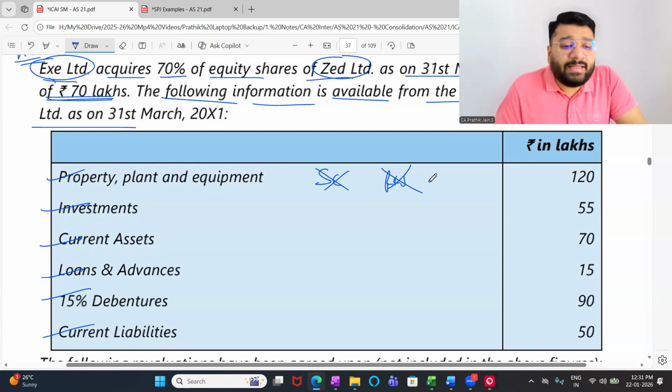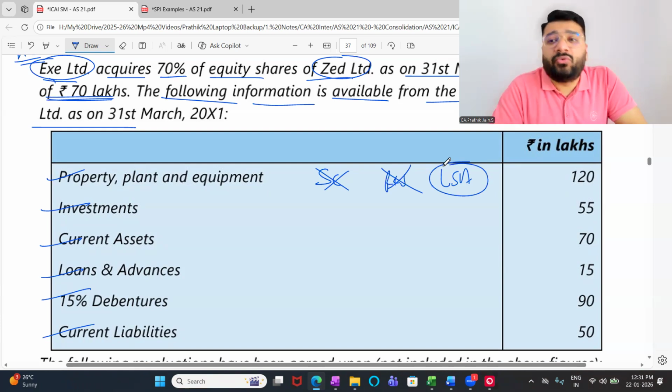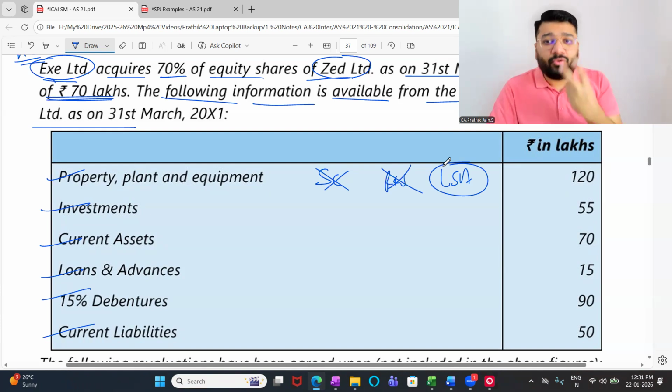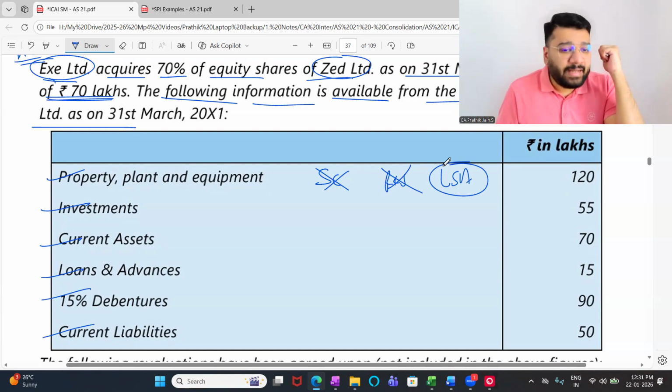So I can't use liability side approach. So far in all the questions to calculate goodwill CR, you did investment minus net asset. Net asset to calculate, you have two routes. One is liability side approach, second is asset side approach. In this question, liability is not there. So what route you will take? Asset side approach.